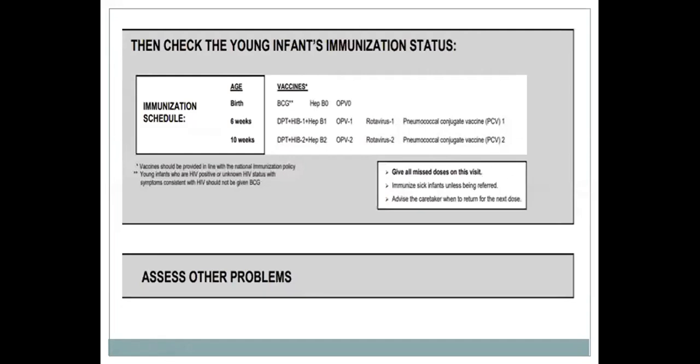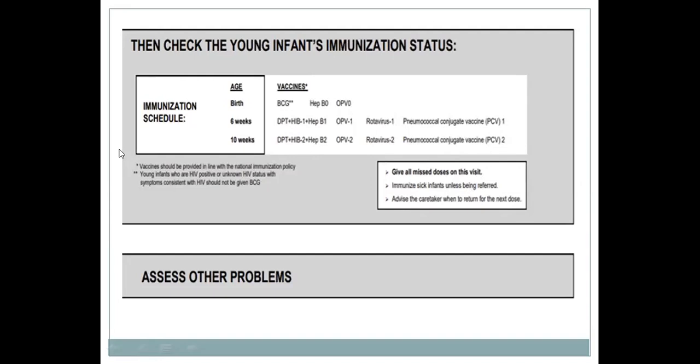Also check the infant's immunization status according to the schedule. At birth: BCG, hepatitis 0 or OPV 0. At 6 weeks: DPT, HB1, OPV1, rotavirus 1, pneumococcal conjugate vaccine. Similarly check at 10 weeks. Give all missed doses on the visit, check immunization status, and immunize all sick infants unless being referred. Advise the caretaker when to return for the next dose.